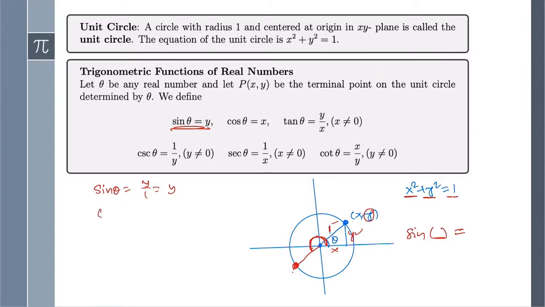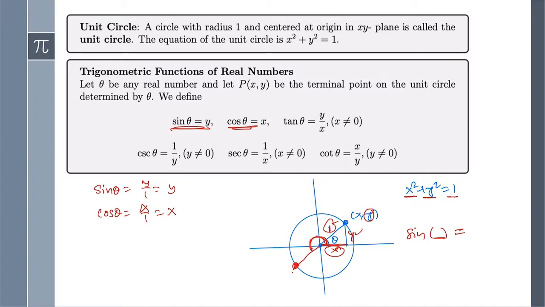Similarly, if I have to find cosine theta, using that triangle, cosine theta is adjacent over hypotenuse. So adjacent is x, hypotenuse is 1, which is x over 1, or just x. That's why cosine theta equals x.